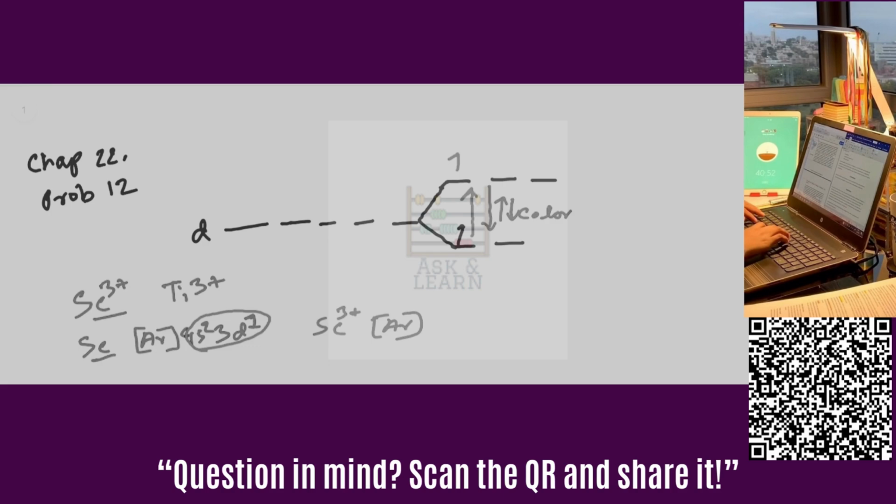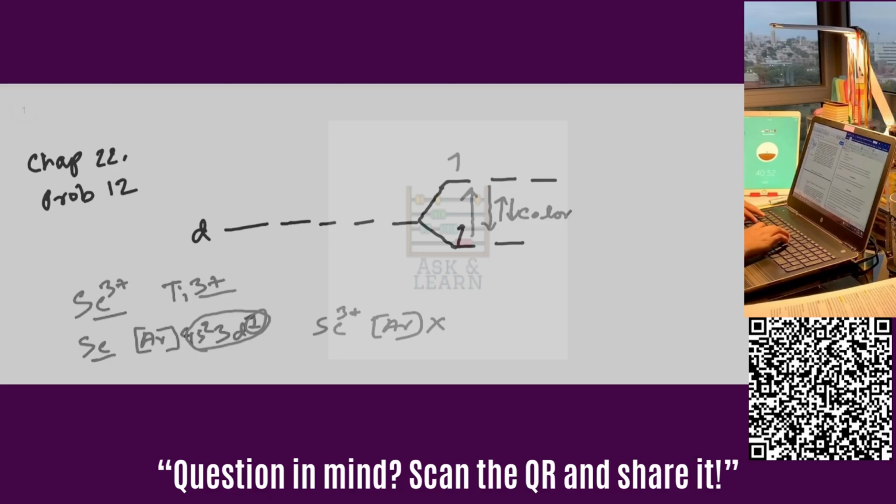So that means that there is no available d electron in case of Sc3+, and that's why these Sc3+ compounds cannot show any color, or the Sc3+ complexes are colorless.